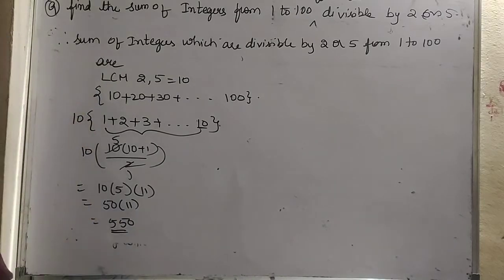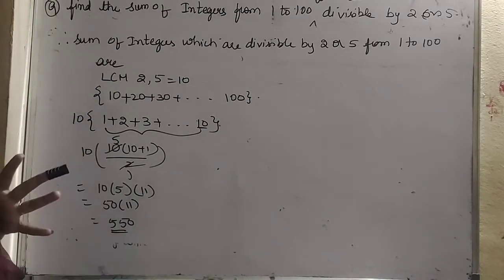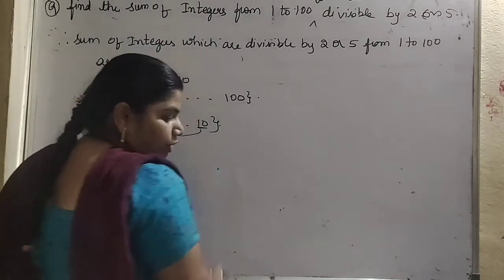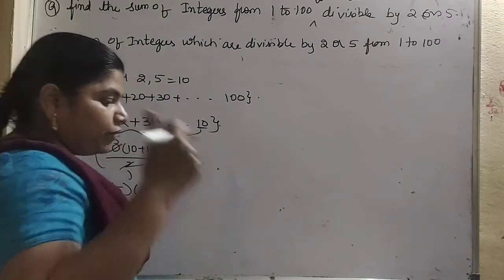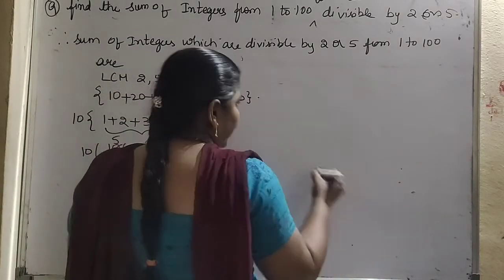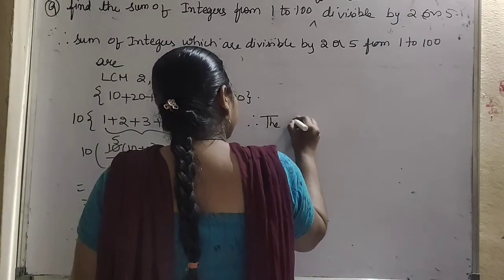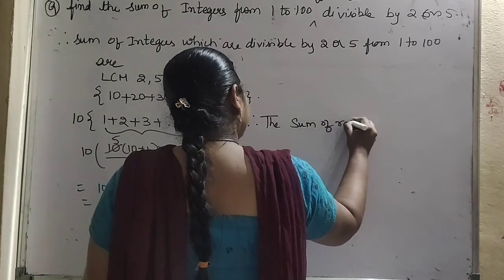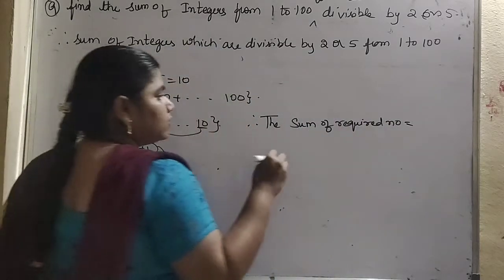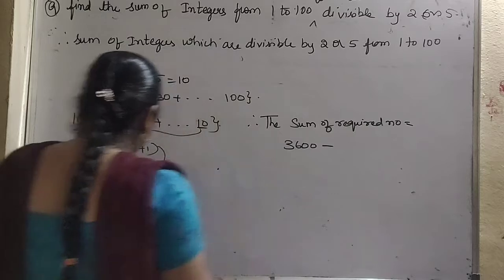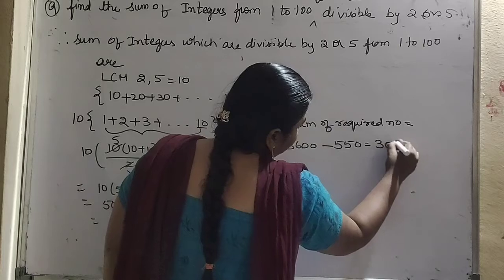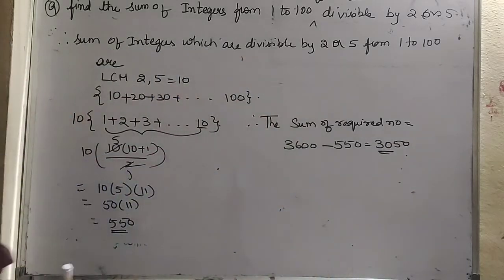We want the OR values, that means from the sum of both, we will subtract the values divisible by both. The first value we got was 3600. From 3600 we have to subtract this 550. So the sum of the required numbers is equal to 3600 minus 550, which equals 3050. So this is our 9th solution.